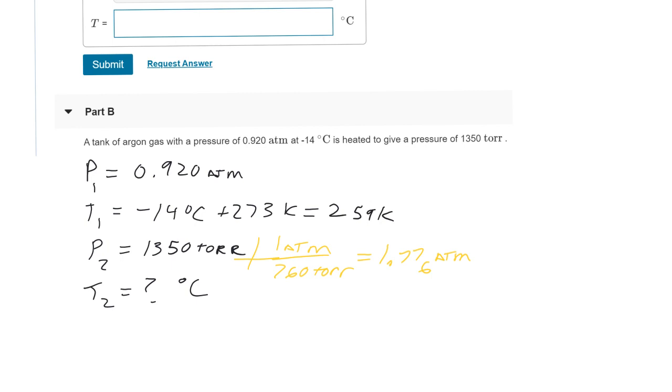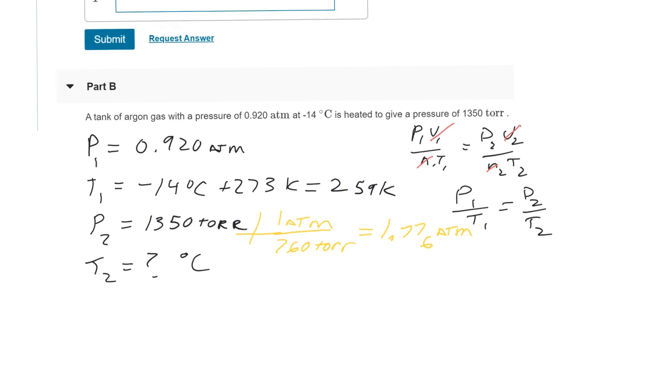Now I have two pressures, so I know I'm going to use my combined gas law. P1 V1 over n1 T1 equals P2 V2 over n2 T2, because when I have two of anything, I use my combined gas law. They tell me in the problem that my volume is constant, so it gets crossed out, and that my number of moles is constant, leaving me with P1 over T1 equals P2 over T2. So now we become plug and chug.